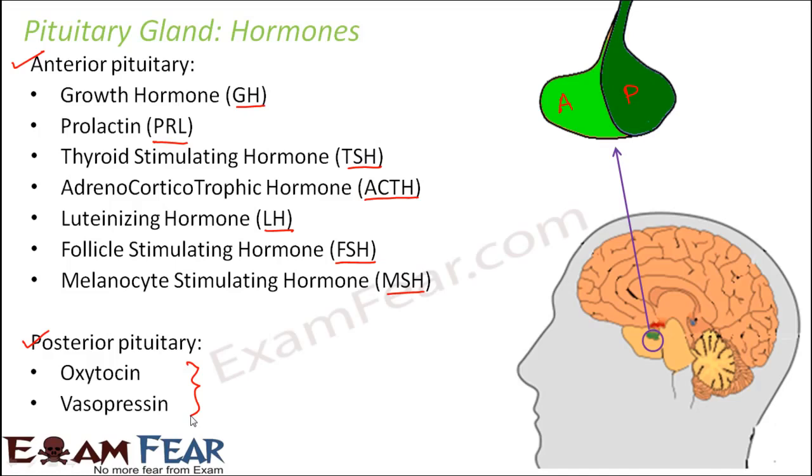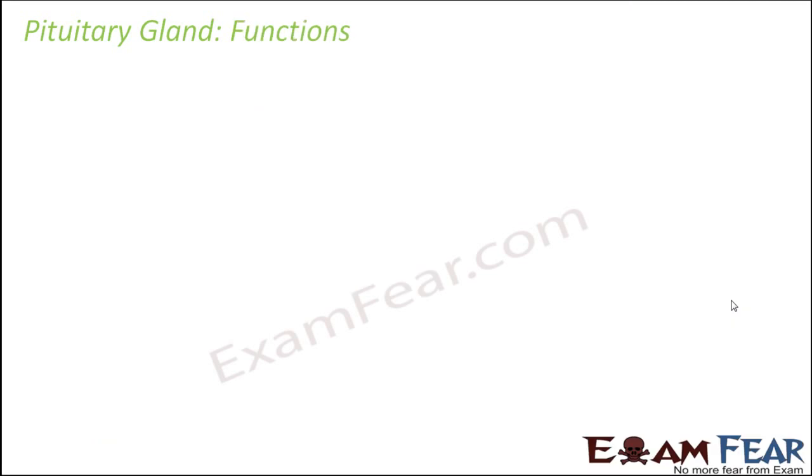Now we are going to talk about each of these hormones and we will look at their functions in the human body. Let us now look at the functions of the pituitary gland. The pituitary gland is also known as the master gland. The name itself says that it is the master. It is the master of all the other endocrine glands in the sense that this gland secretes some hormones which in turn control the secretion of hormones from all other glands of the body.